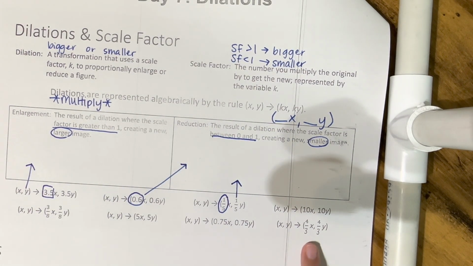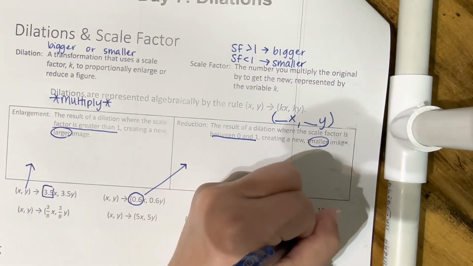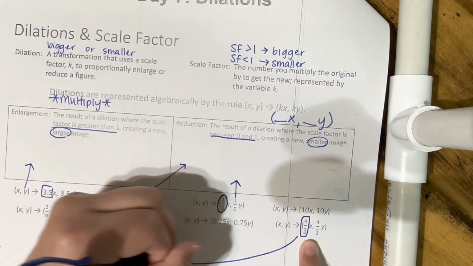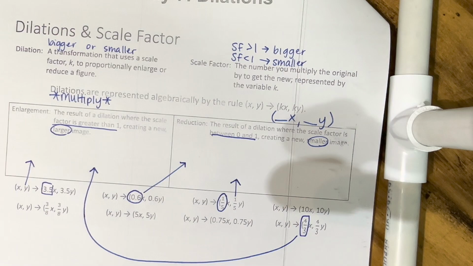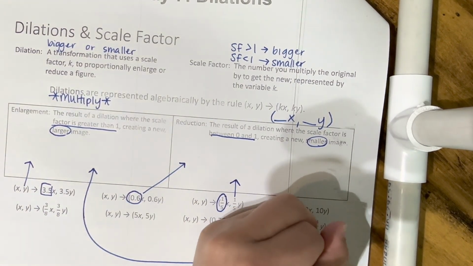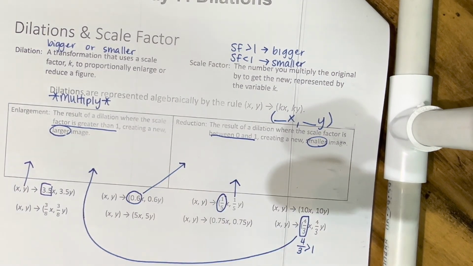This right here, I have 4/3 x, 4/3 y. 4/3, that numerator is bigger than the denominator. So I know that this is an enlargement. This number is greater than 1. 4/3 is greater than 1.